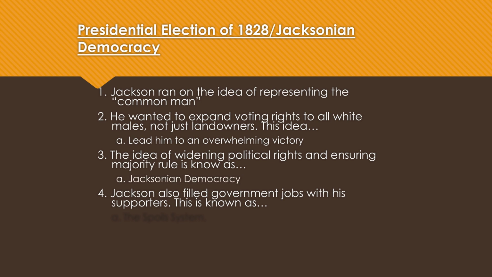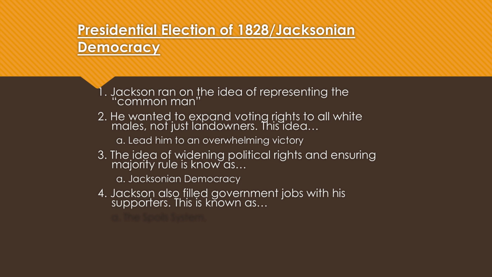This idea of widening political rights to ensure that the majority rules is known as Jacksonian democracy. If you run a country on majority rule, but a majority of the citizens in the country don't vote, it's not really majority rule. It's a majority of the minority that wins.